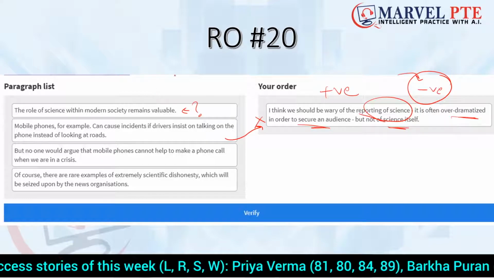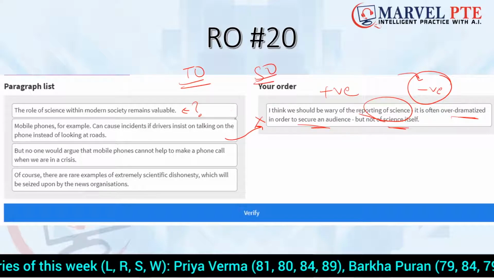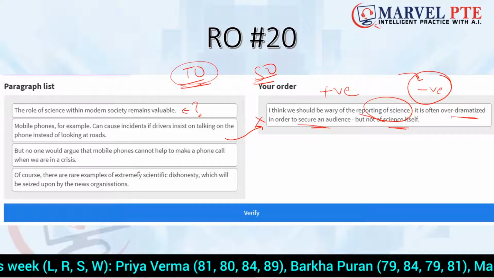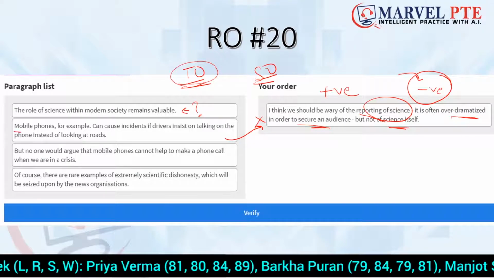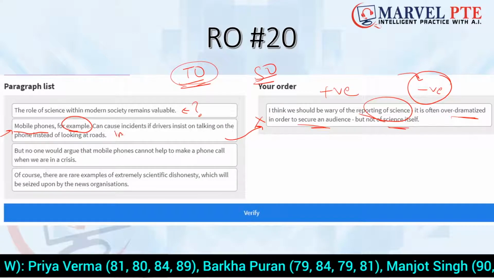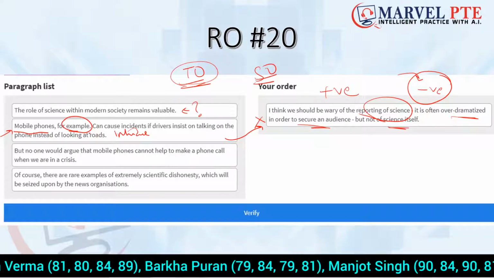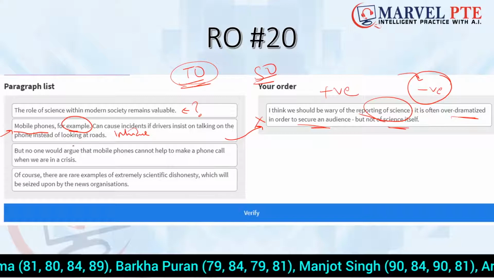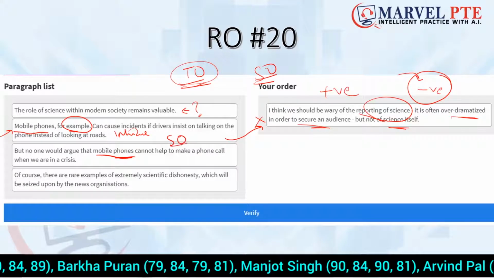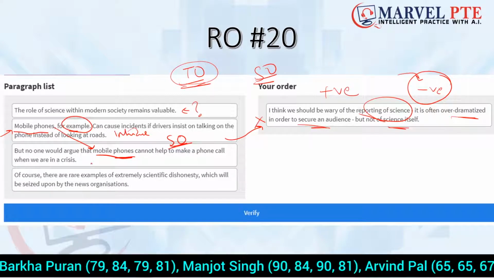See, depending upon our TO strategy, SO strategy, as we discussed, the focus has to be on pairs. So now according to the strategies, if you see, mobile phones have been given as an example, the topic is introduced here for your mobile phones. So that's why it is going to be on the top. We are not sure about its position, but no one would argue that mobile phones, depending upon our SO strategy. So we have first given the example and then we have explained that example.